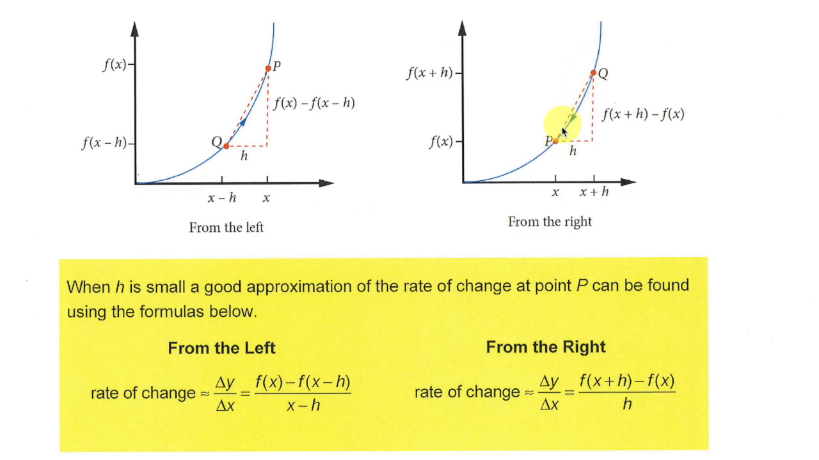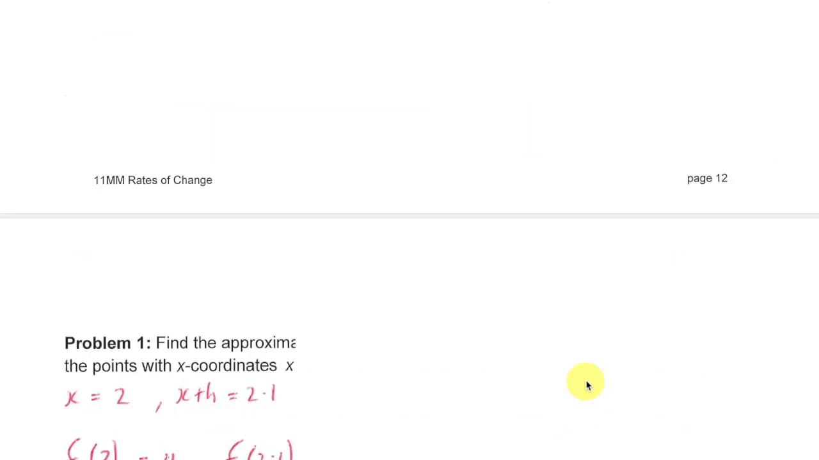So how do I calculate the gradient of this line here? It's going to be y2 take y1 over x2 take x1. So my calculation will be this. Change in y over change of x is going to be f of x plus h minus f of x, over x plus h minus x, which would of course be h. So these are my two rules that I have, whether I'm using it from the left or to the right. Let's look at an application.